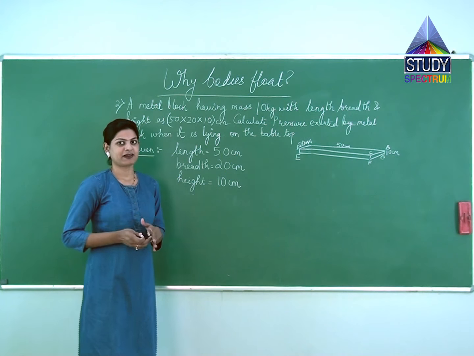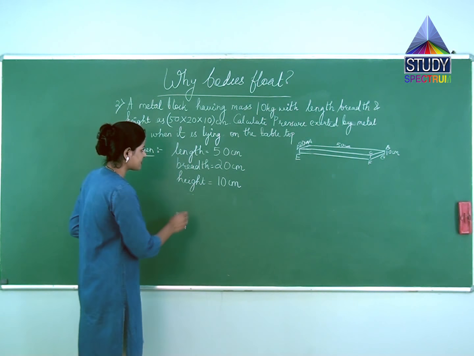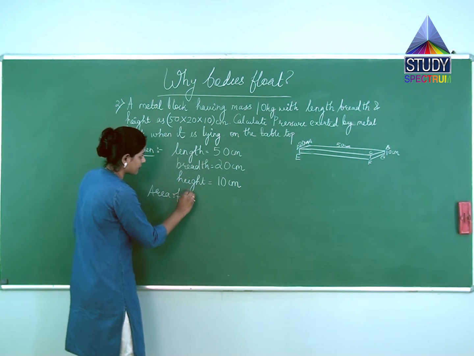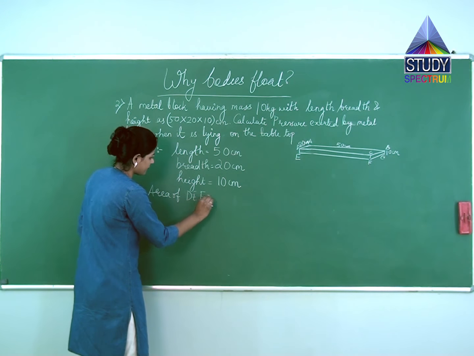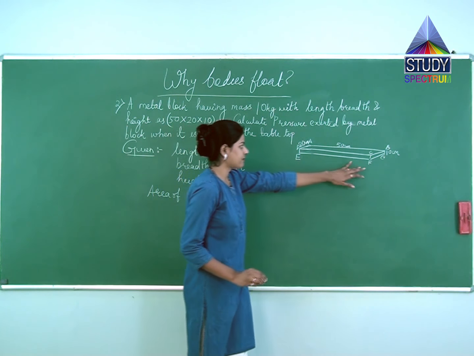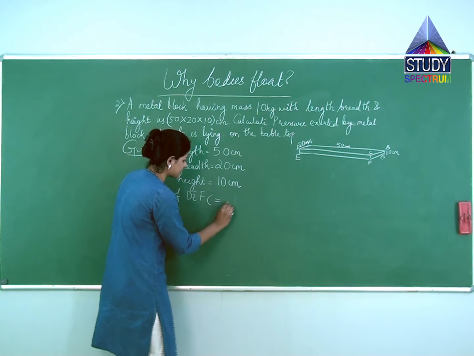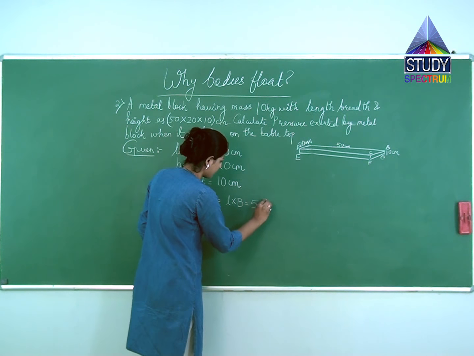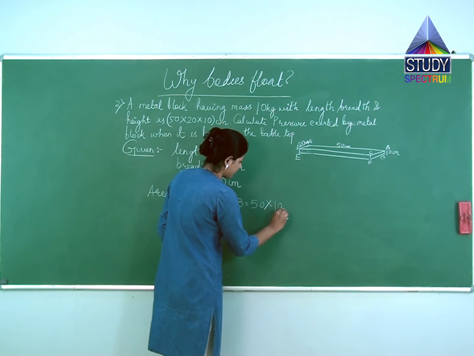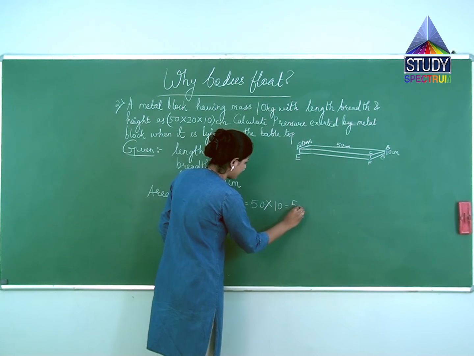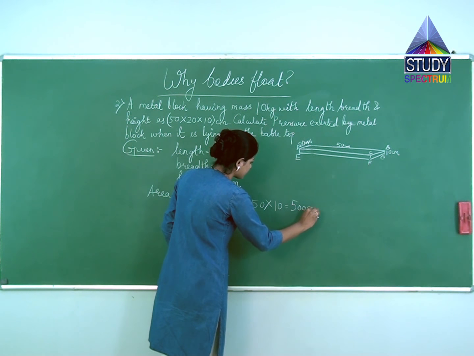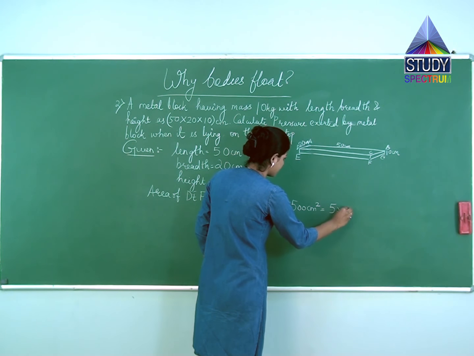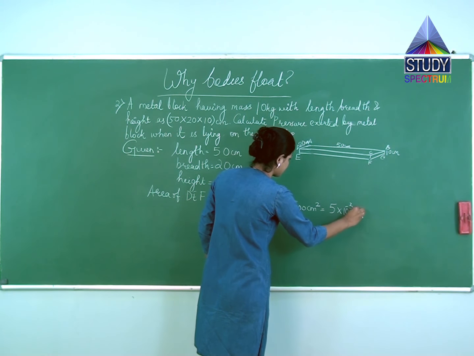Now similarly we will find the third surface area. The third surface area we can find as the area of BEFC. Now the area of that part is length into breadth. Length is 50 centimeter and breadth is 10. We get 500 centimeter square, which can be converted as 5 into 10 raised to minus 3 meter square.